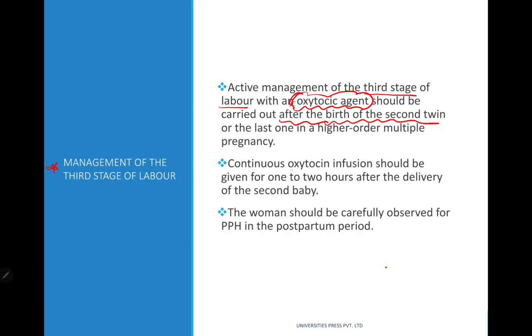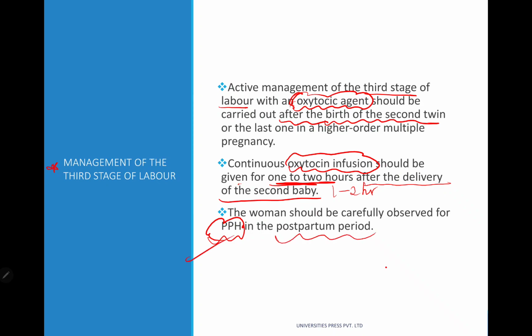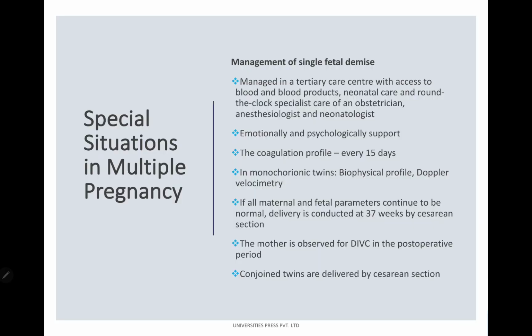So continuous oxytocin infusion should be given for 1 or 2 hours after the delivery of the second baby. So after the delivery of the second baby, continuous oxytocin infusion should be done for at least 1 to 2 hours after delivery. The women should be carefully observed for postpartum hemorrhage in the postpartum period. This is very important.